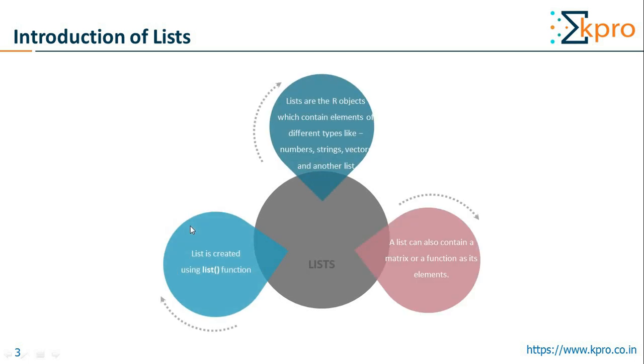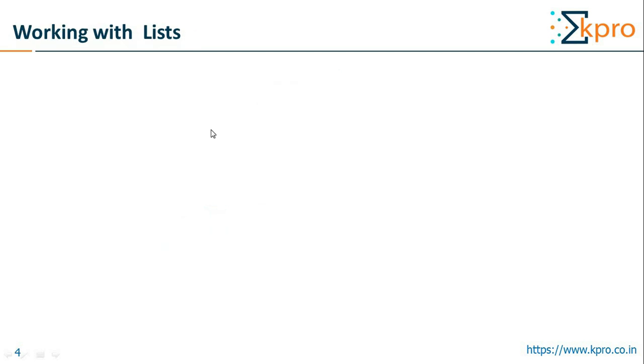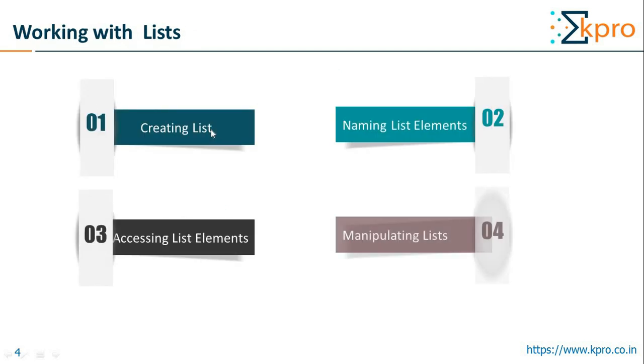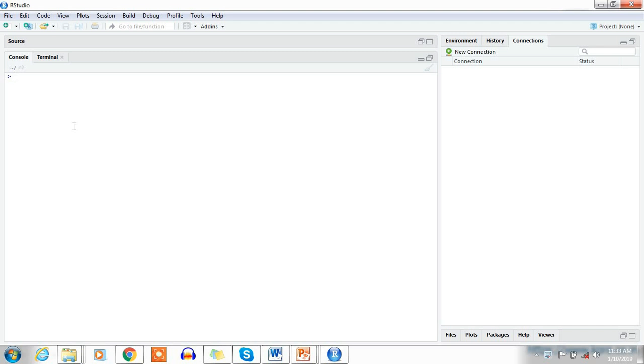So lists are the R objects which contain elements of different data types like numeric, character, vector. We can also pass another list in a list. It can also take matrix and function as its element, and to create a list we use the list function. Now we will learn how to create list, how to name list element, how to access list element, and how to manipulate list. So we'll start with creating a list.